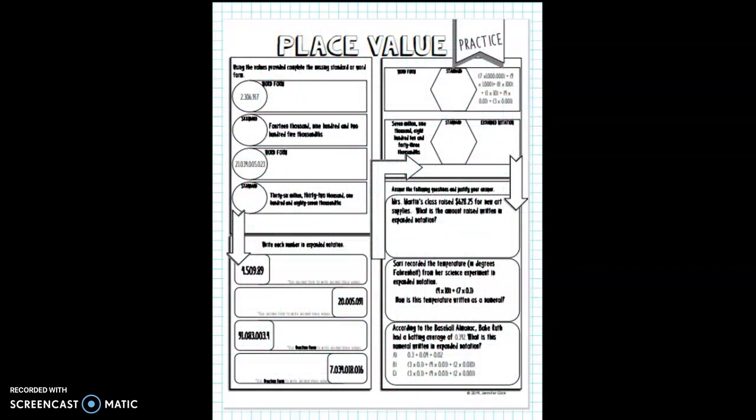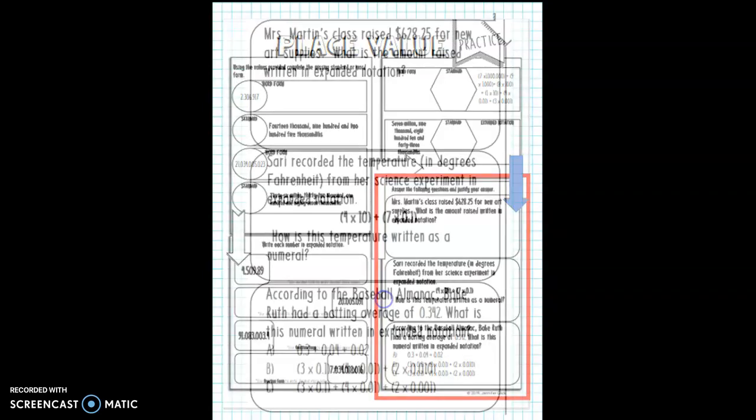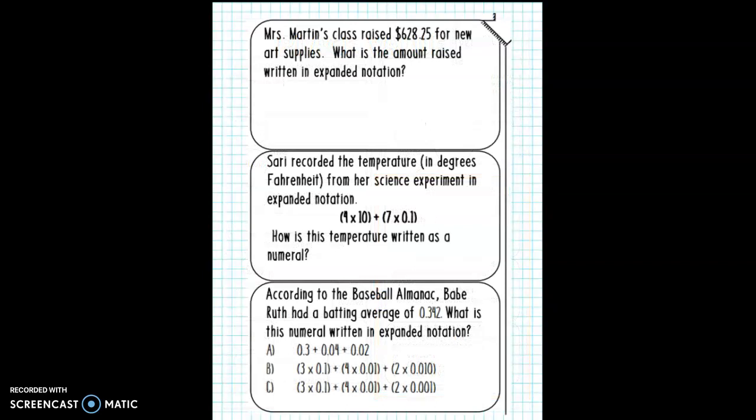Last, we're going to continue to move down the page and answer these 3 questions that are test practice. Mrs. Martin's class raised $628.25 for new art supplies. What is the amount raised written in expanded notation?